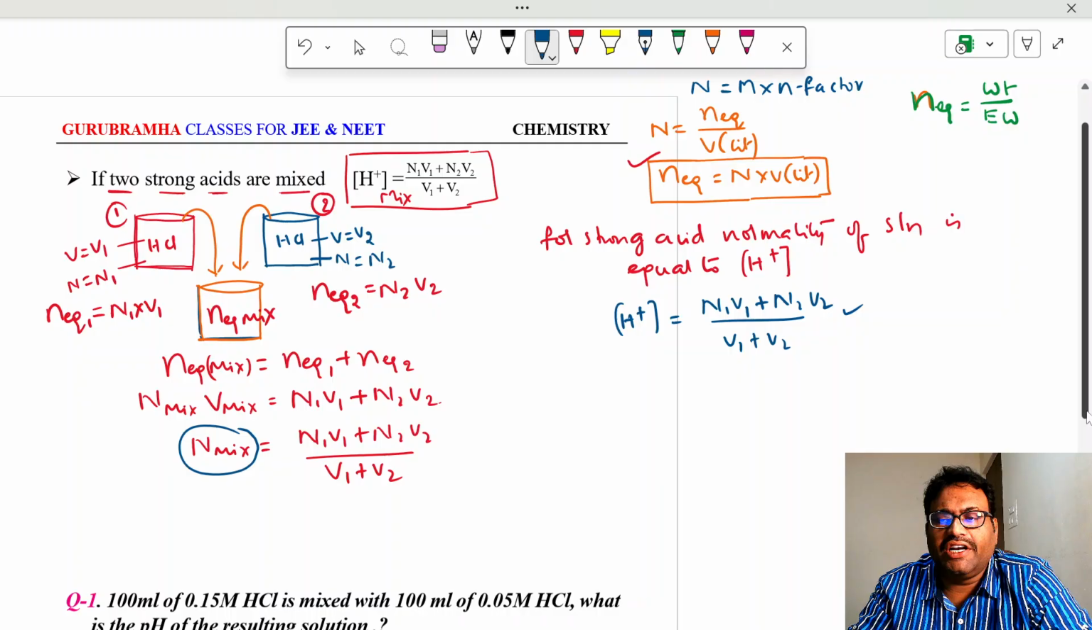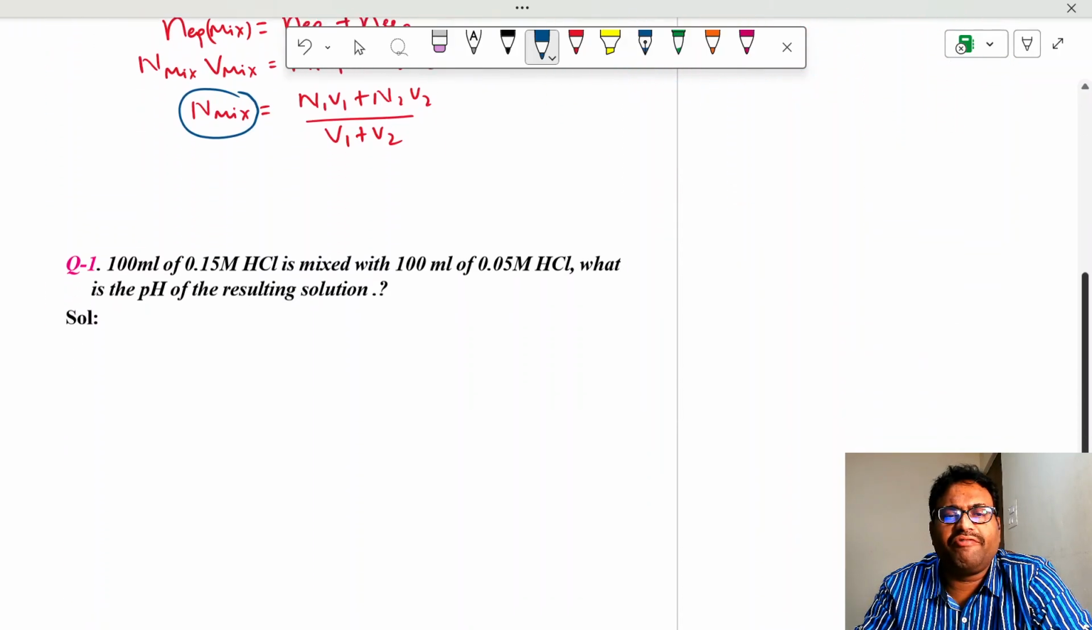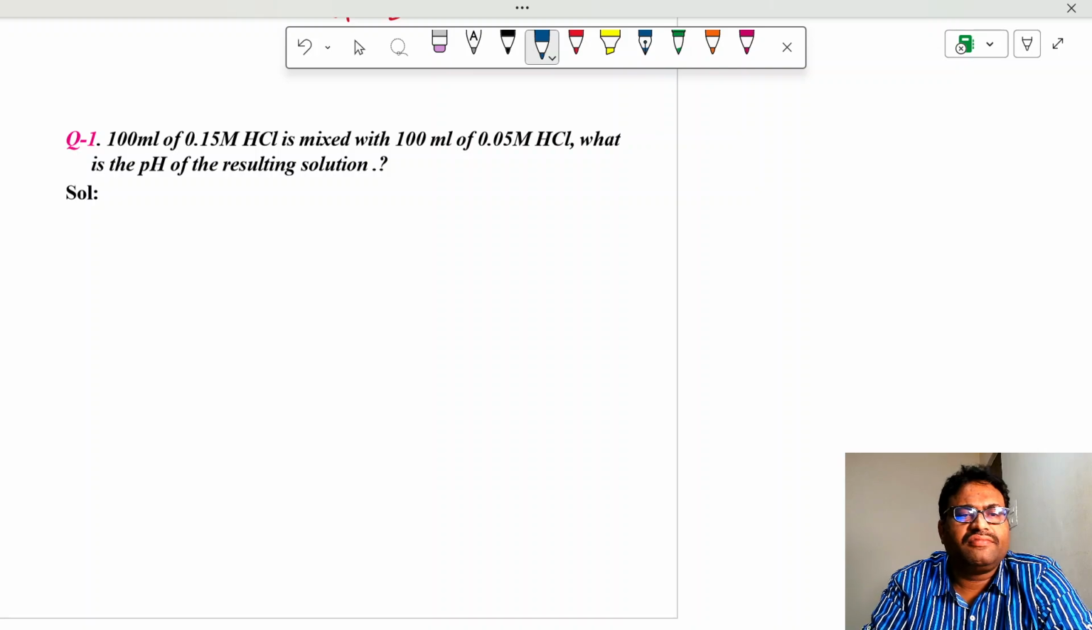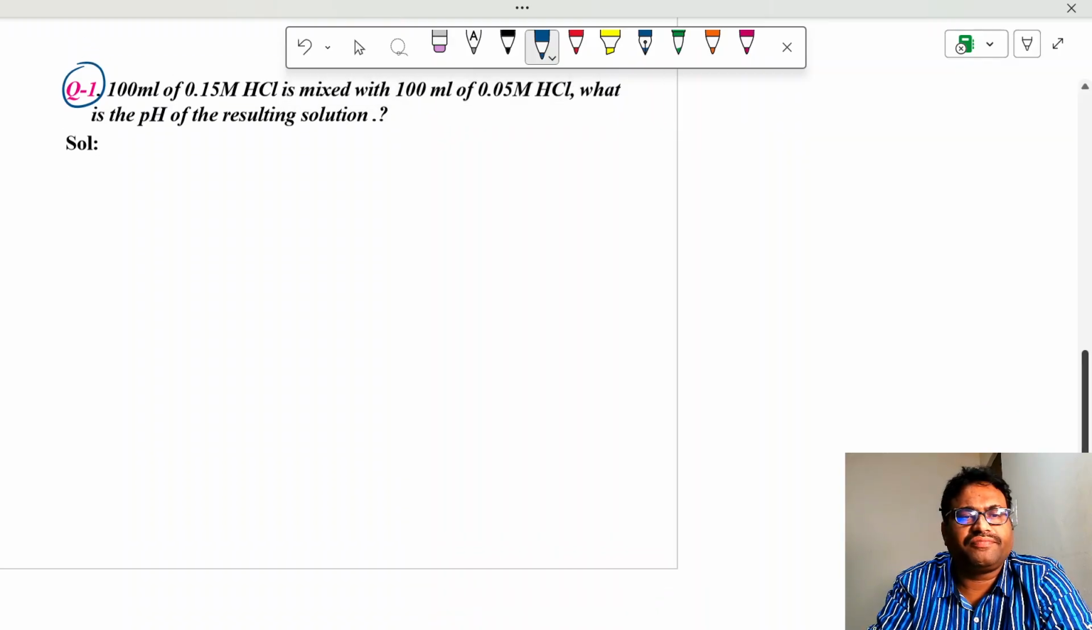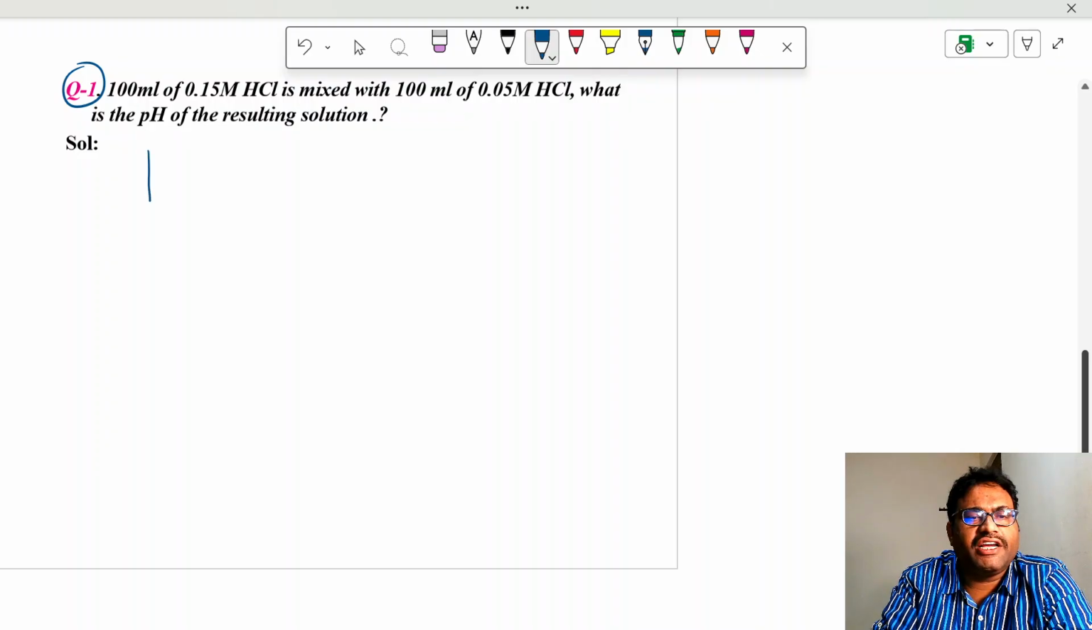Understood? So let us see it in the form of a question. So here is a question given. In this question, if you see carefully, here is a HCl solution.